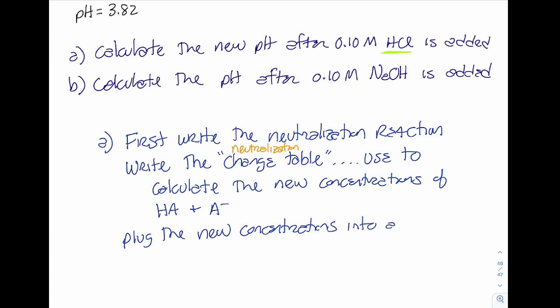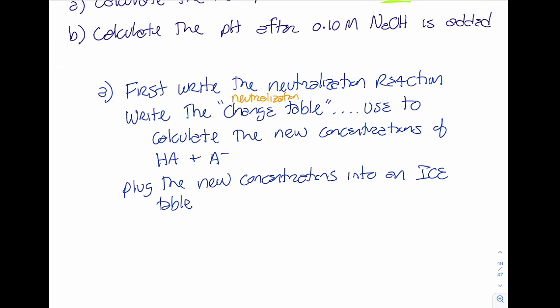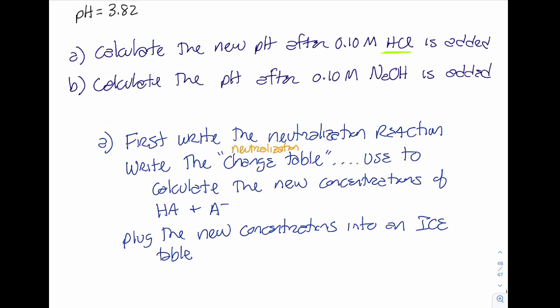into an ice table, which sounds like a lot of steps. I'll give you a shortcut in a little bit, but we're going to do kind of the full method first. So these are our steps. So neutralization table for part A. And actually these steps are going to be true for both of these, right?